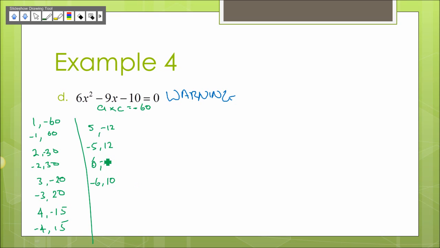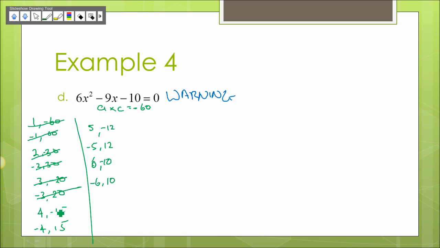Alright, now looking through these factors, we need to add them all together to try and find one that gives us an answer of minus 9. Alright, let's do it. These two aren't going to work because that's just going to give us 59 and minus 59. Same with these. This is minus 27 and positive 27. This is even worse. This is going to be minus 17 and plus 17. Okay, we're going to get close now.